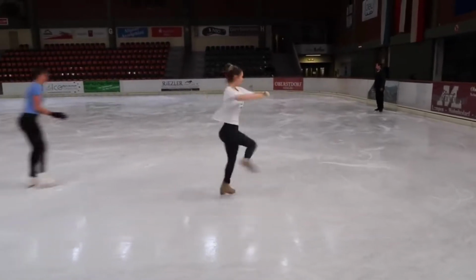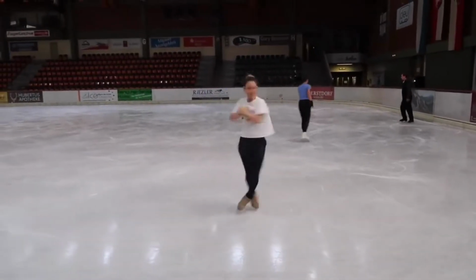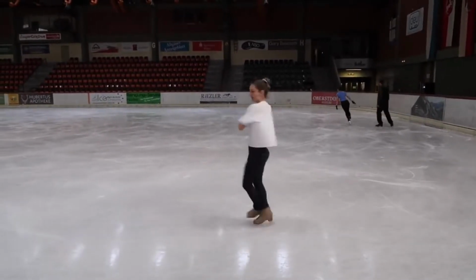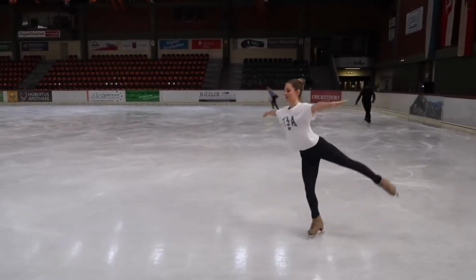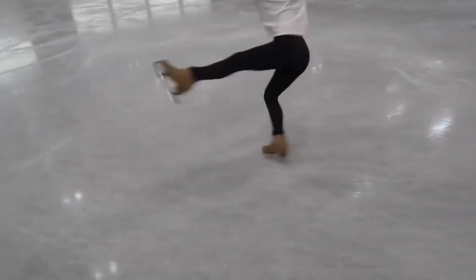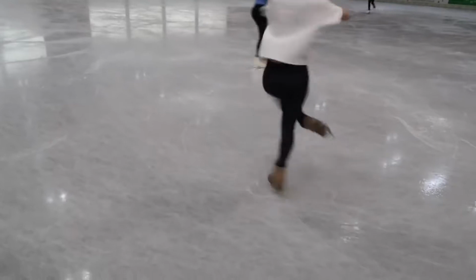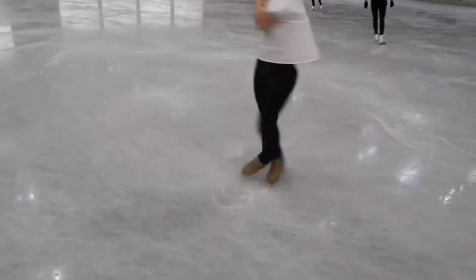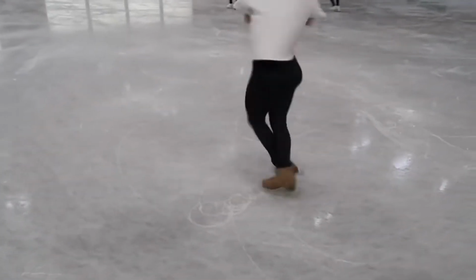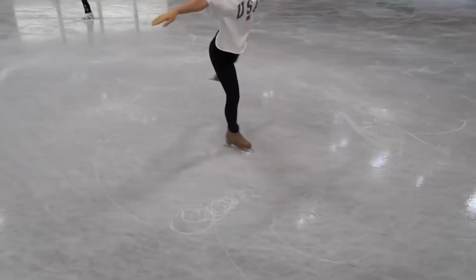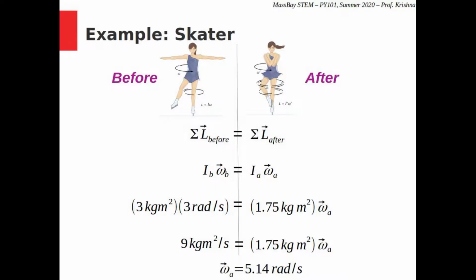Consider this skater. She is initially spinning at 3 radians per second counterclockwise. With her arms outstretched, she has a moment of inertia of 3 kilogram meters squared. As she draws her arms in, her overall radius decreases, and with it, her moment of inertia. If her new moment of inertia is 1.75 kilogram meters squared, what is her new angular velocity?